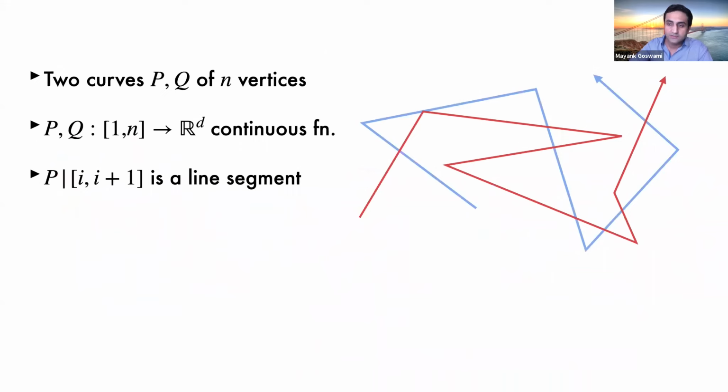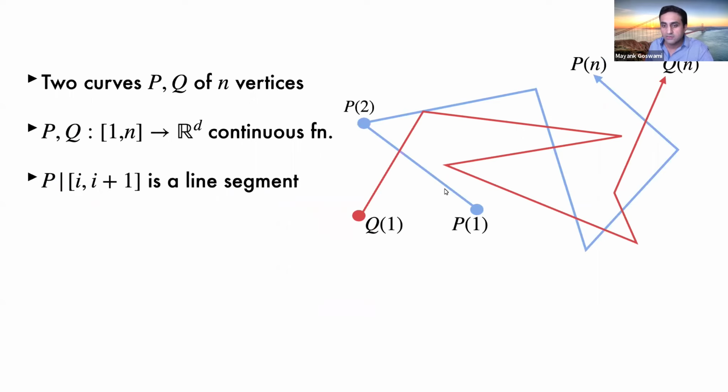So just two curves. Given two curves, a red curve and a blue curve, and by a curve, I mean a polygonal chain, basically. So you've got two curves P and Q, just represent them as continuous functions from the interval 1 to n to d dimensions. And since they are polygonal chains, they're restricted to an integer interval, and the curve is a line segment. So this is P of 1, that's P of 2, and the part of the curve between P of 1 and P of 2 is a line segment. This is Q of 1, and that's Q of n.